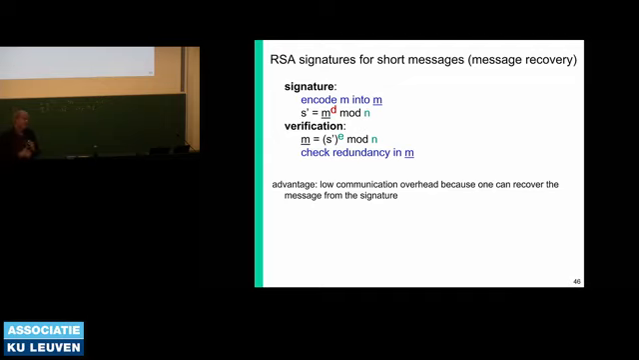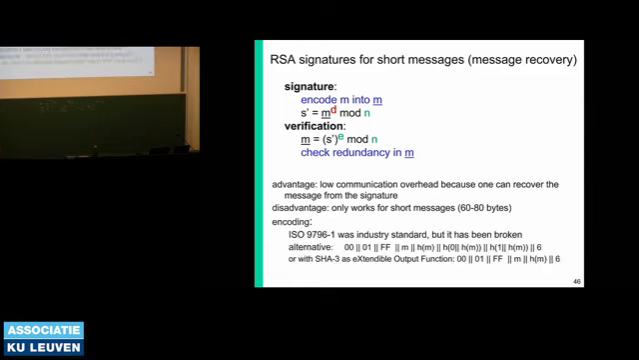This mechanism is used, for example, in credit cards because what they sign is your public key in a certificate, but they don't want to have the public key and the signature. That would take too much space in the credit card. So they actually encode the public key in the signature and they save space. So this is nice. It only works for short messages of less than 100 bytes.